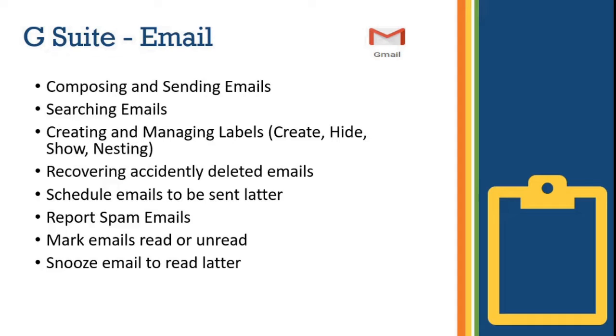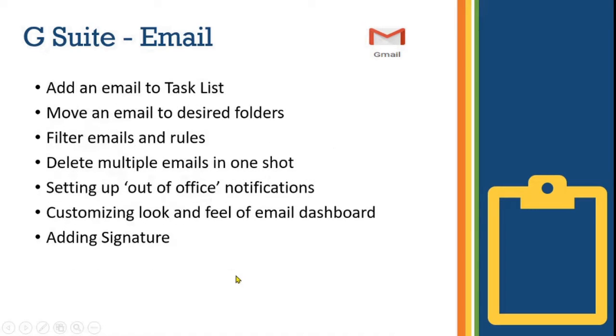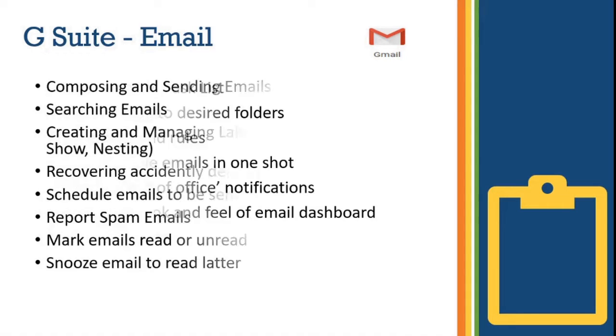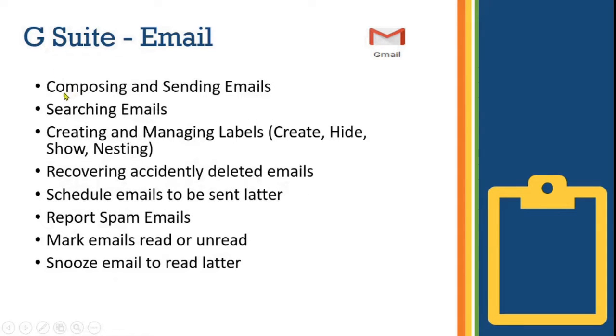So we are going to have an overview of this email platform, and then we are going to practically see how all these things work in email, starting from composing and sending emails to snoozing email to read later. And then on the next page we also have something like adding an email to a task list and adding a signature. So we will be going through one by one, step by step, and we'll be checking how these things work practically on the Gmail platform. So let's get started, and let's first try to see how composing and sending email works.